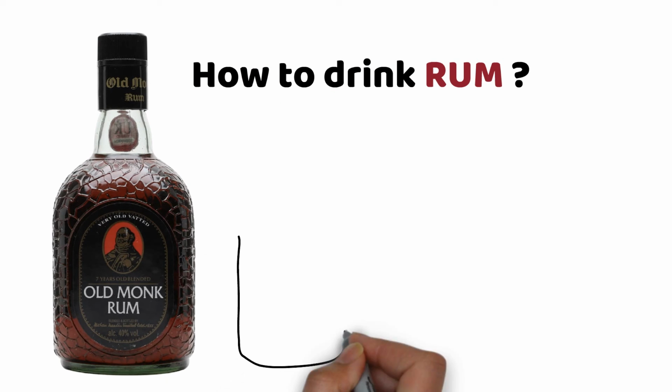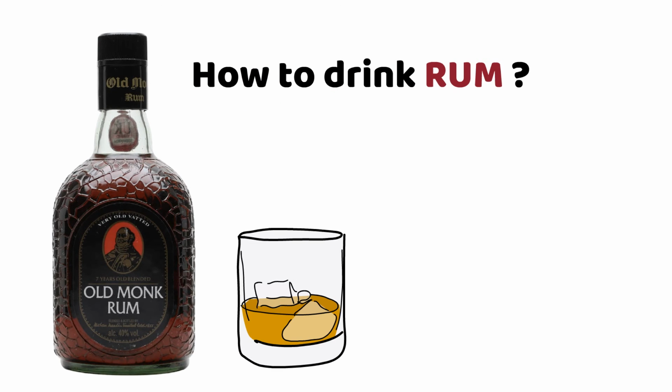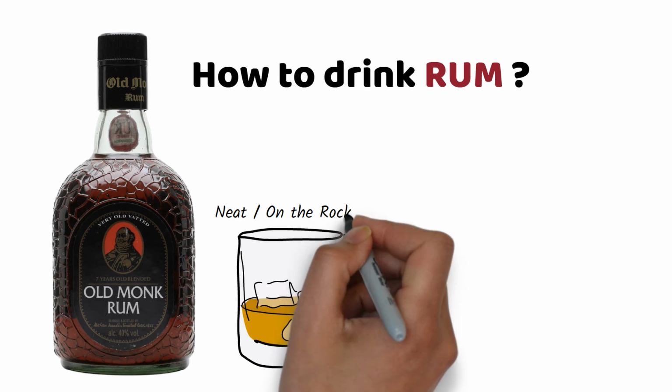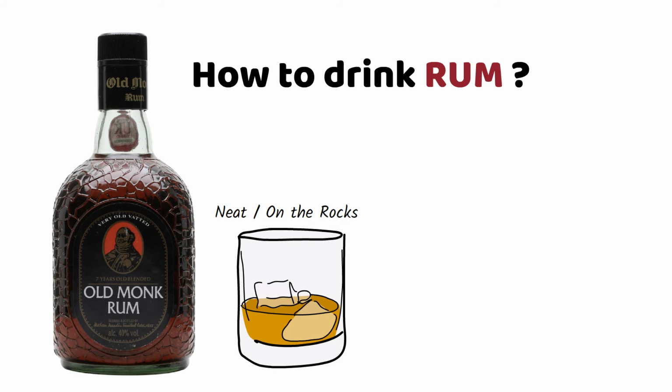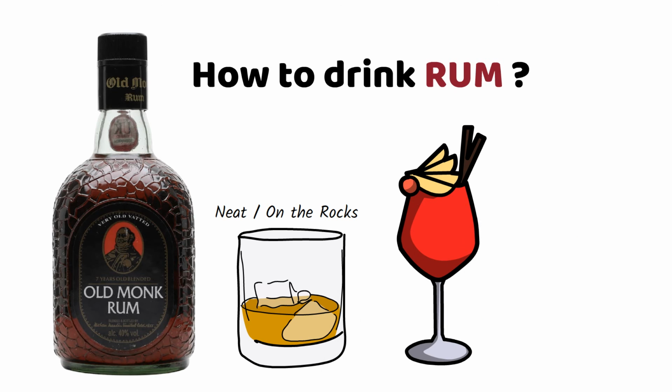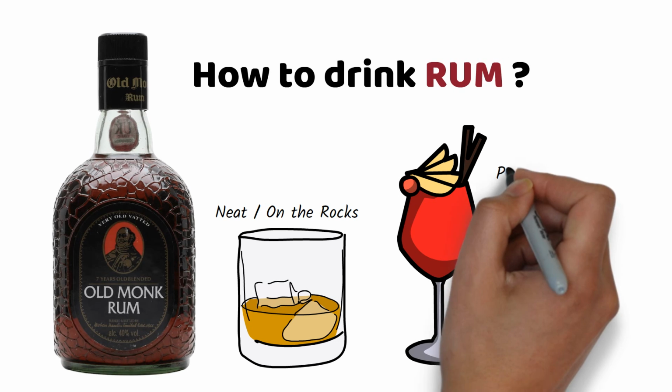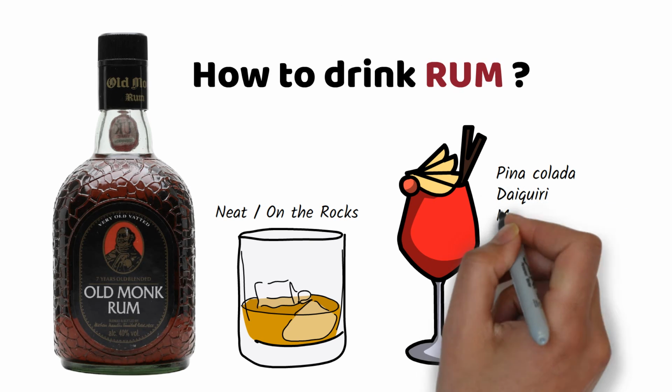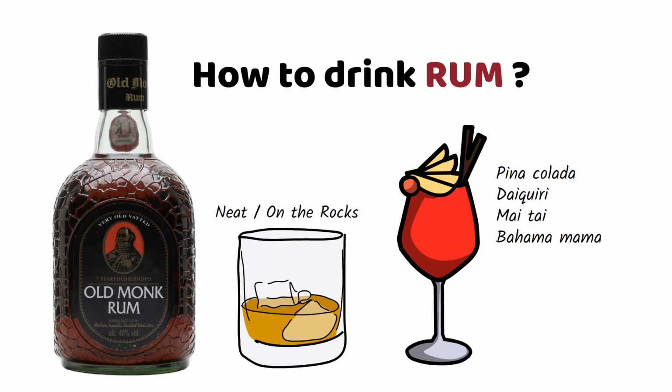How to drink rum? Well, you can drink it in many different ways. Similar to whiskey, it can be drunk neat or on the rocks, meaning with ice. Of course, you can also simply mix it with cola or orange juice. There are also many cocktails in which rum is used. For example, piña colada, daiquiri, mai tai, Bahama Mama, etc.